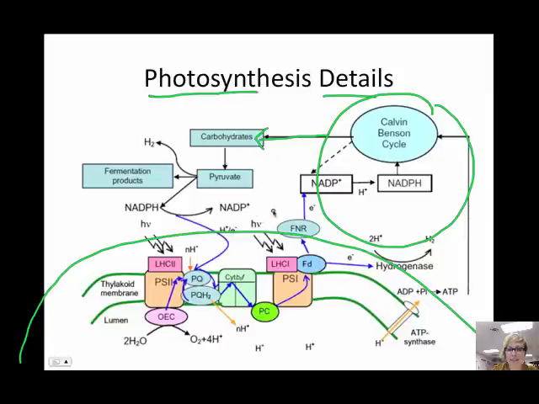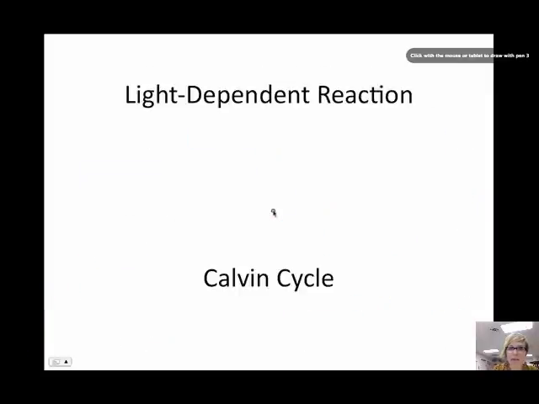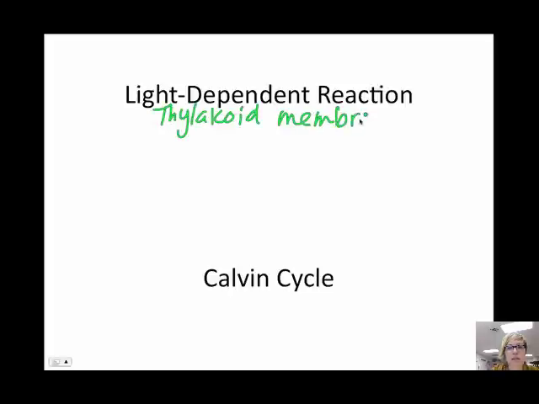So let's dive in. Now, when we look at the light-dependent reaction, we know that it's going to happen in the thylakoid membrane. That's where all the mechanisms are to have this reaction work. And let's look at some of the inputs. So we're going to input some water into the light-dependent reaction, and we're also going to put in some light energy.